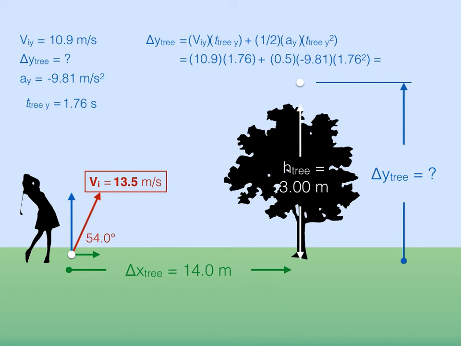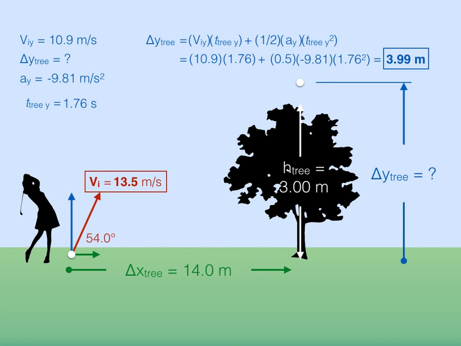Initial velocity is 10.9, time is 1.76 seconds. The 1/2 I made into 0.5. Acceleration in the y, of course, is negative 9.81. And the time squared is 1.76 squared. So what happens if you do your math and key all those in? What is the height of the ball when it reaches above the tree? I get 3.99 meters. And that, my friends, is our final answer. We're going to box that, maybe bold it, because that's where the ball is going to be when it gets to the point where the tree is.